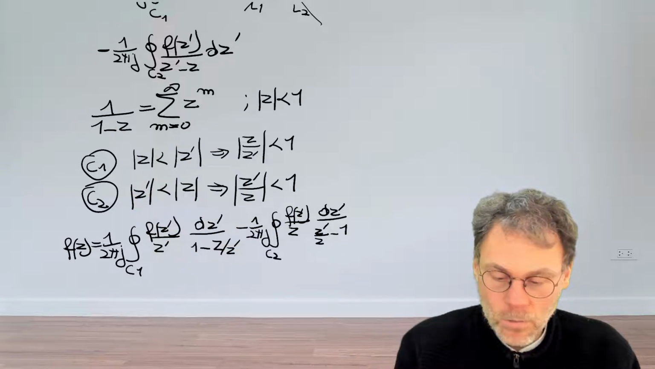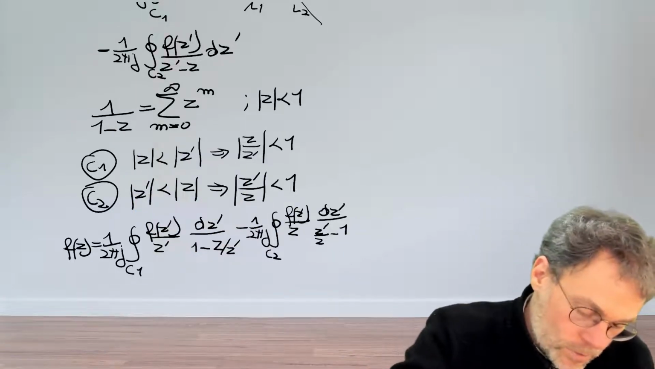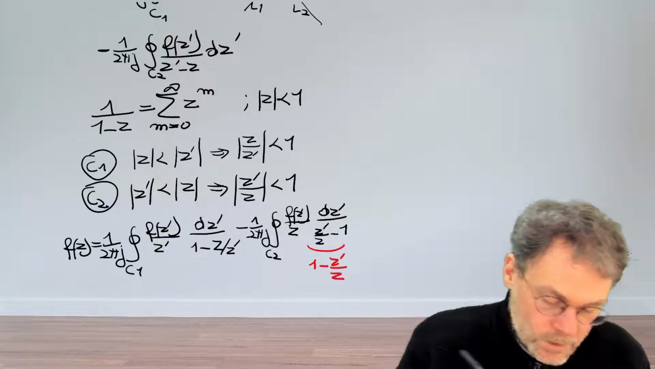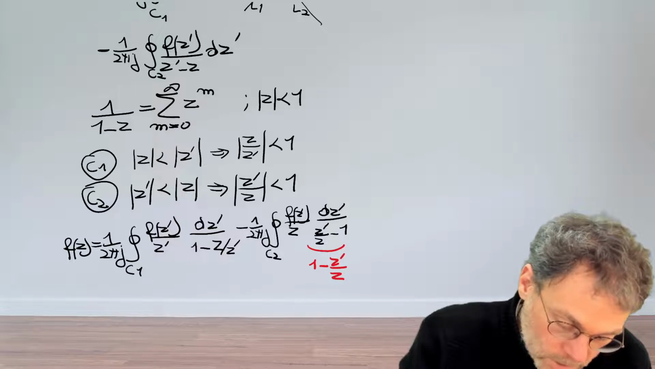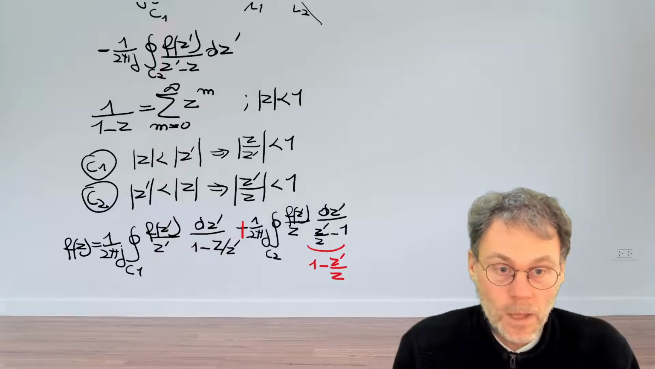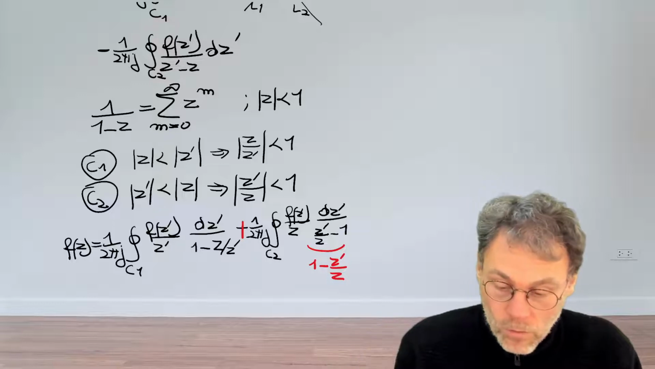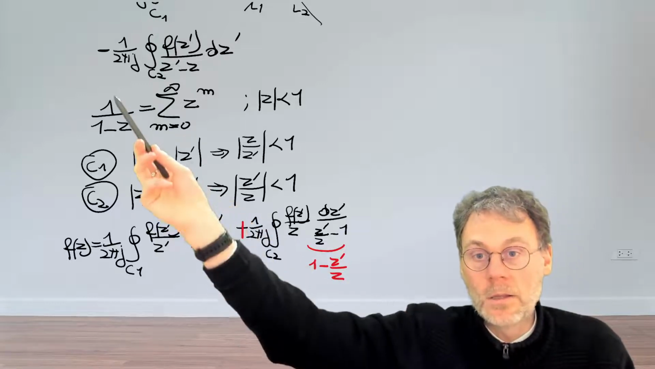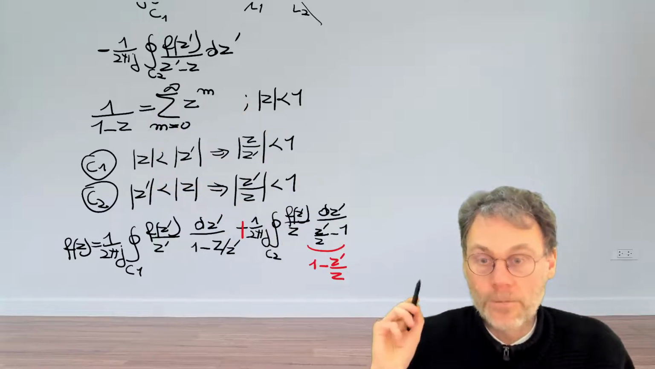Let's just make a small cosmetic change. Let's replace this by 1 minus z prime over z, and then let's quickly compensate for that by changing this into a plus sign. So now we're really in good shape. We can directly apply this particular formula over here.